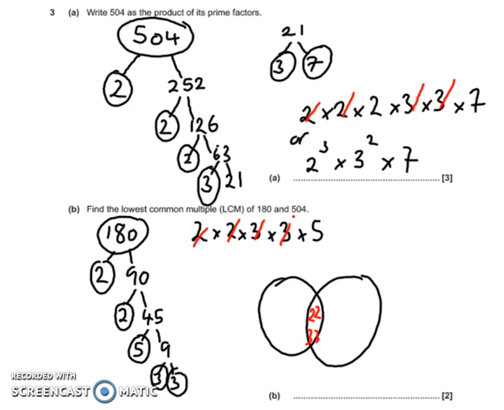On the left-hand circle, I'm going to put in my numbers that relate to 180. So I've already got the 2, 2, 3, 3 in the intersection. So the only thing I need to write on the left-hand side is a 5. And on the right-hand side, I'm representing 504. And the only thing that I've got left for 504 is a 2 and a 7. To get the lowest common multiple, I multiply all of my numbers inside both those circles. So I need to do 5 times 2 times 2 times 3 times 3 times 2 times 7.